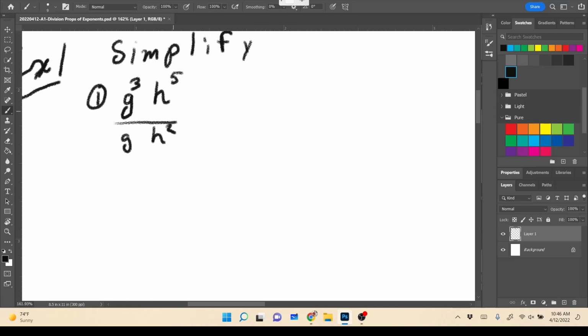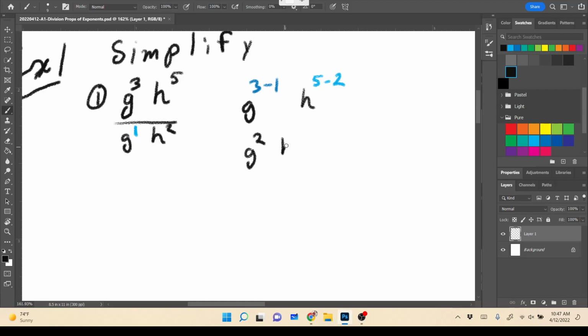Okay. So what we're going to do with the exponents, since we have like bases divided, is subtract them, right? If we write it fully out, it would be G to the 3 minus 1. Why 3 minus 1? Because remember that if there's nothing there, it's an implied 1. And then H to the 5 minus 2. Do we do the subtraction? Yes, of course. So G squared H cubed.